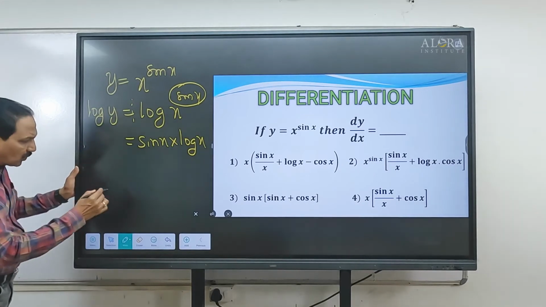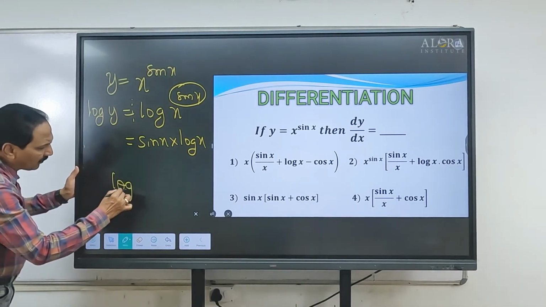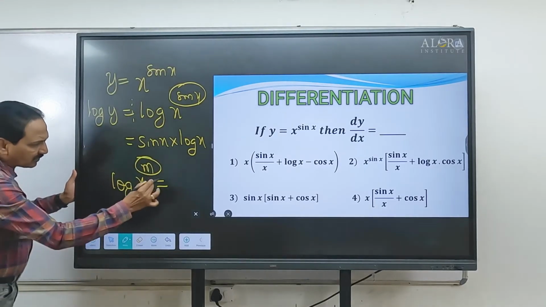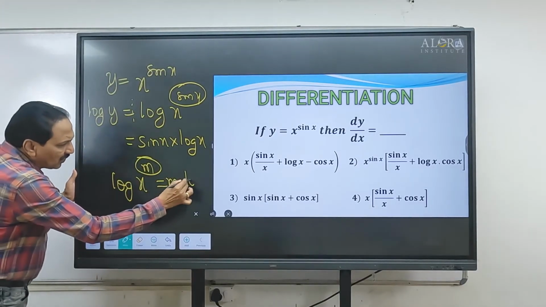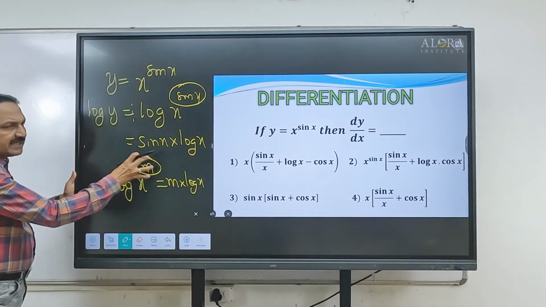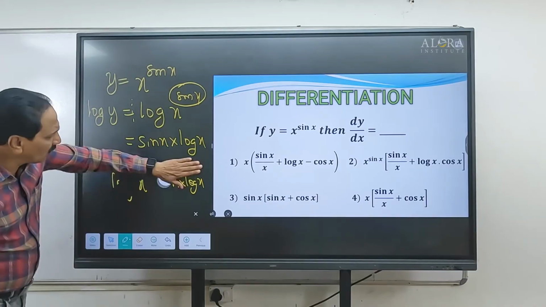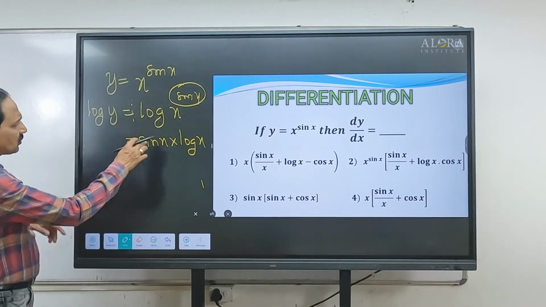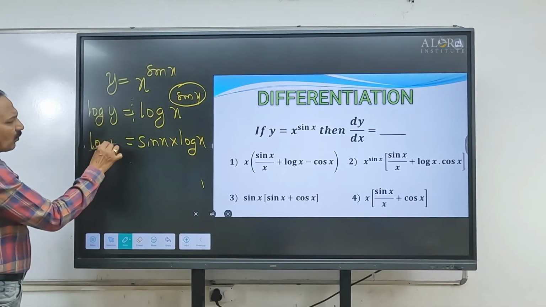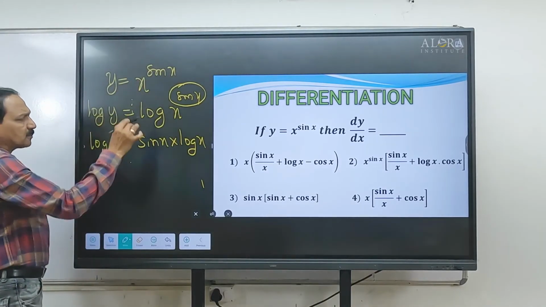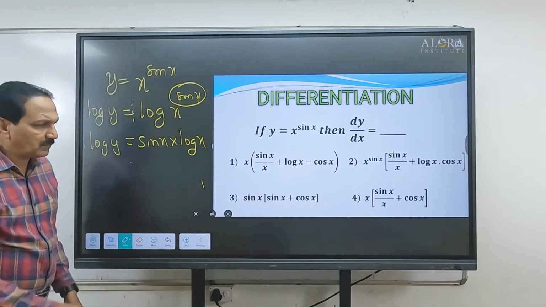What is the important rule? See here, log of x to the power m is equal to m into log x. The index is gone. It is written in the product form. So this is the rule of logarithm that is made use of here. LHS will be log y, RHS is sin x into log x. So instead of the index form, it is converted into product form.